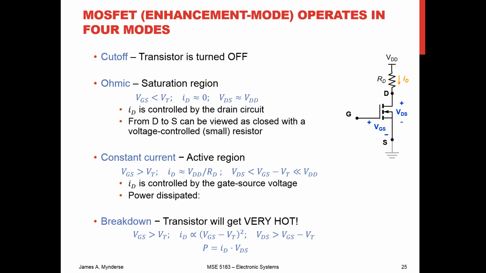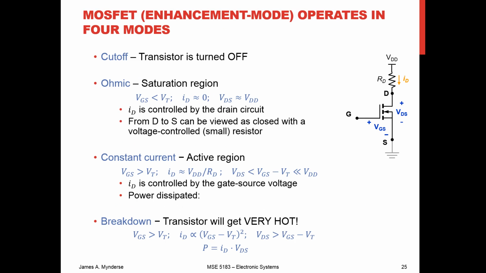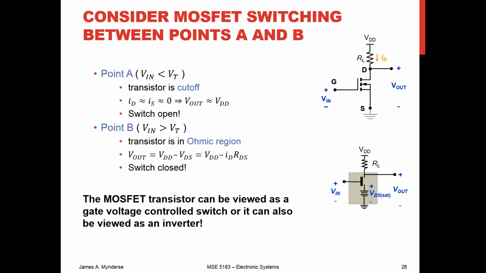And in this case, we also have a breakdown region where things go awry, so don't get in the breakdown region. So again, cutoff: things are turned off, nothing interesting is happening. The ohmic region, which is our saturation region, which is our switching, so we can switch back and forth between cutoff and saturation. The active region, the constant current region, where we're amplifying, and the transistor breakdown region.